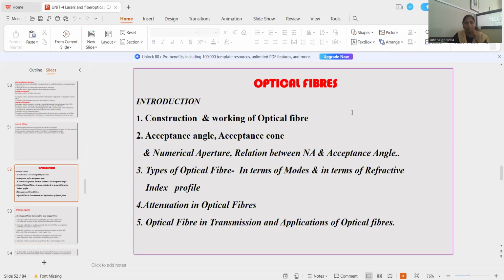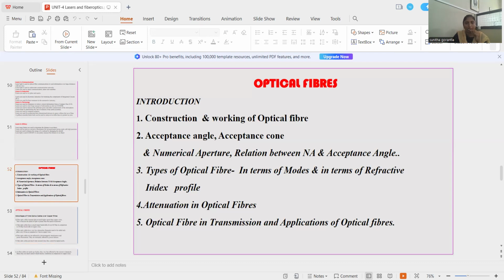Today my topic is Introduction of Optical Fibers and Numerical Aperture. Now see, what are the topics in optical fibers? First one, construction and working of optical fiber. Second one, acceptance angle, acceptance cone, numerical aperture, and the relation between the numerical aperture and acceptance angle.